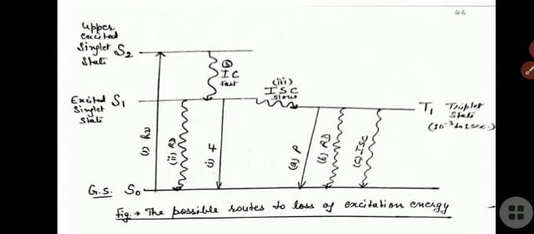So have a look at the figure, the possible routes to loss of excitation energy. I'll suggest you to make this diagram, Jablonski's diagram, first, and then we will discuss all the points in detail. So if you have the diagram with you, then you will be able to understand it very easily.